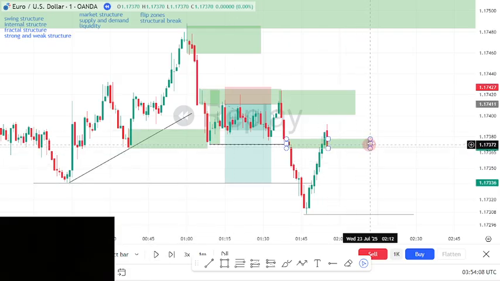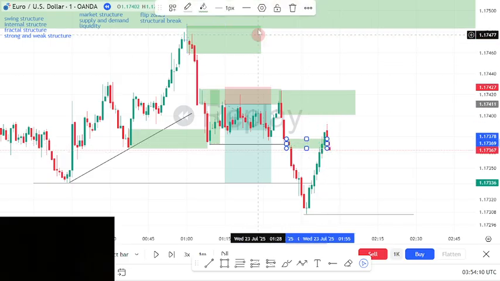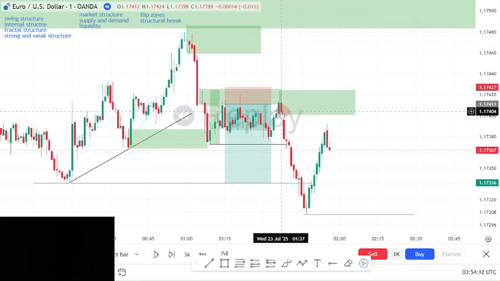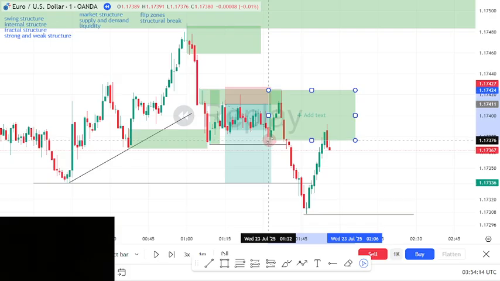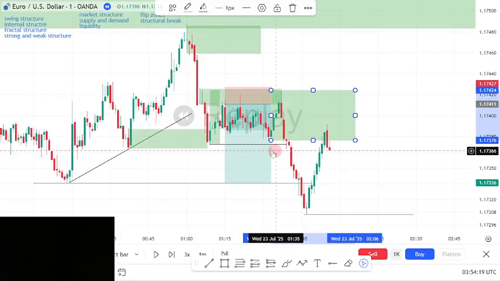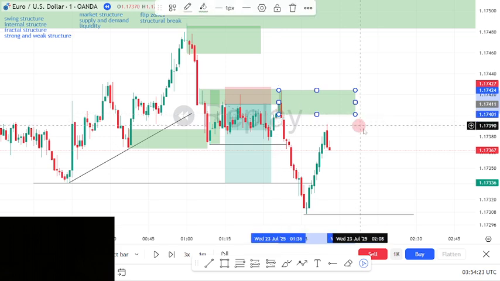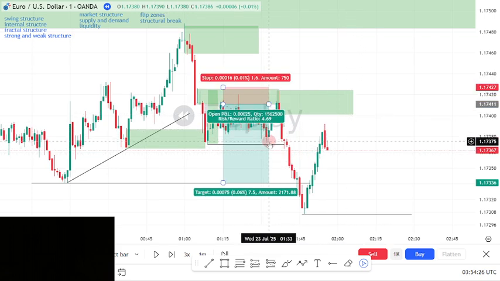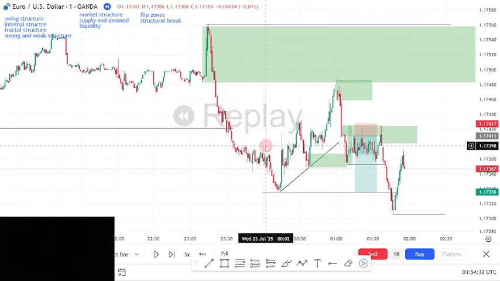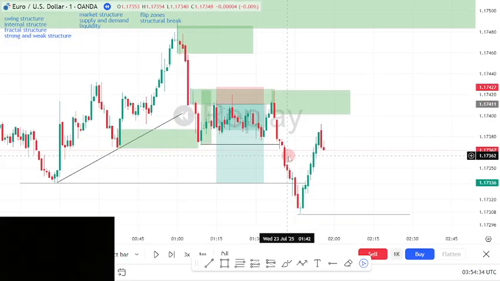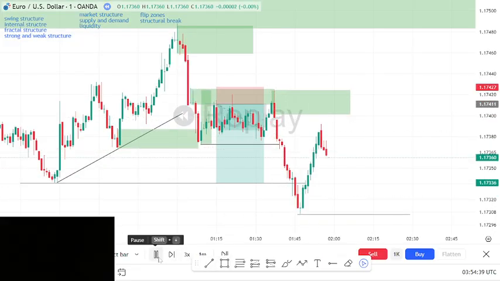Okay, now this low, boom, it is swept, but still we can see that price is still within this flip zone. So mitigation can happen from here and move, but I expect here to be, I can do whatever I want to do, but here this one will raise my probability.